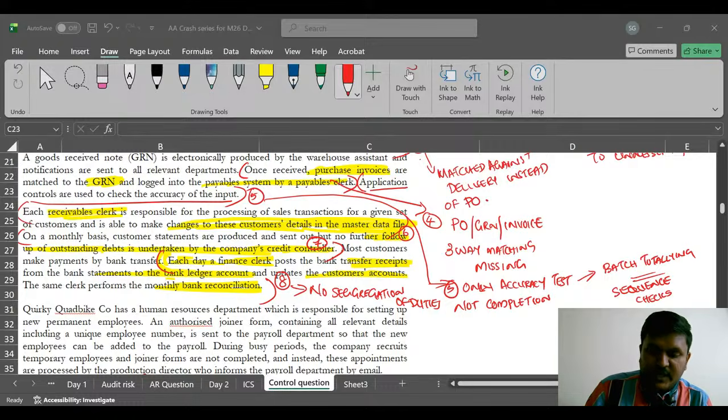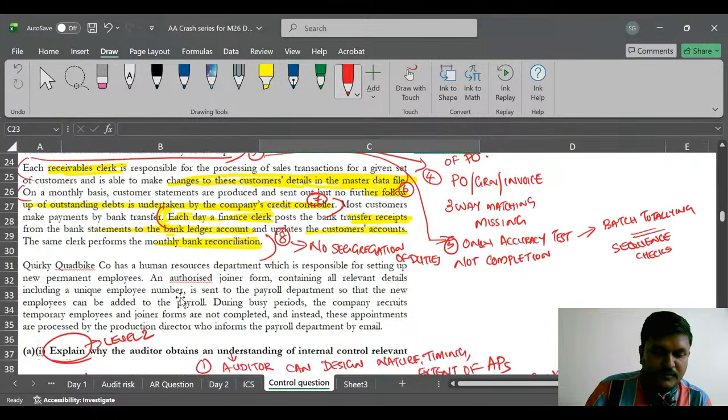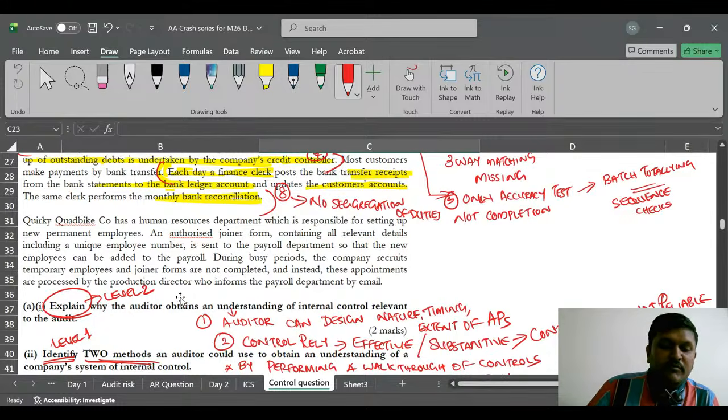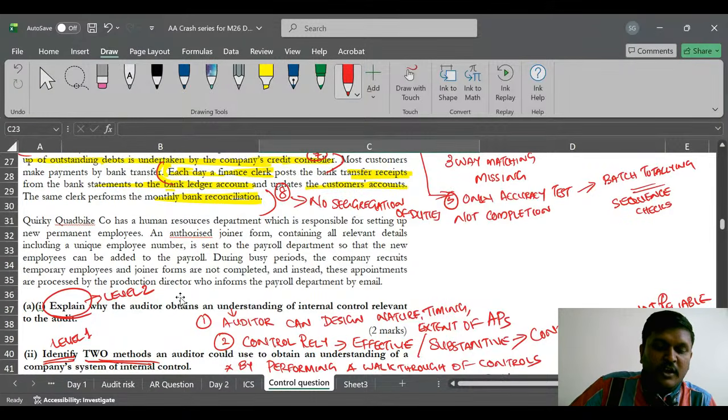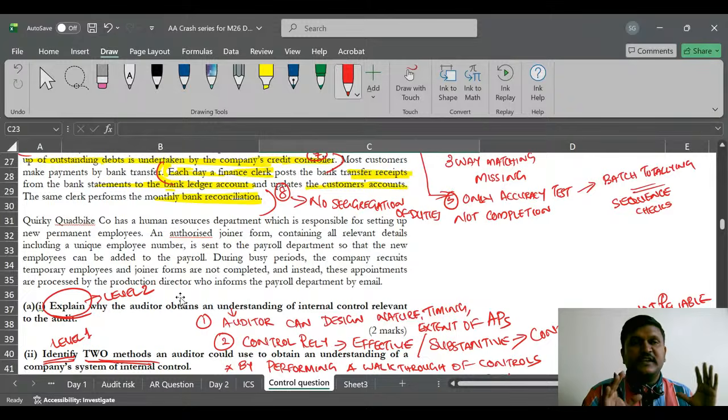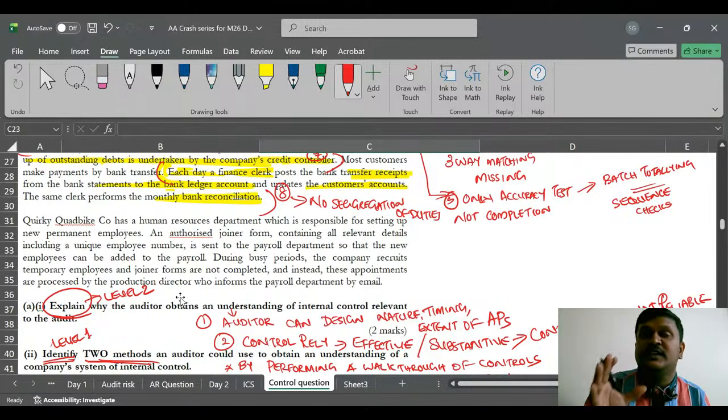Let's discuss the last paragraph also. Okay, so Quirky Quadby company has a human resource department which is responsible for setting up new permanent employees. So they have an HRM which will be having new permanent employees being set up. An authorized joiner form containing all relevant details including a unique employee number is sent to the payroll department so that the new employees can be added to the payroll. So this is a normal control. This is a good control we are looking at over here. But the next sentence that is coming up is explaining that this is a wrong thing that will be happening over here. So what is the thing?